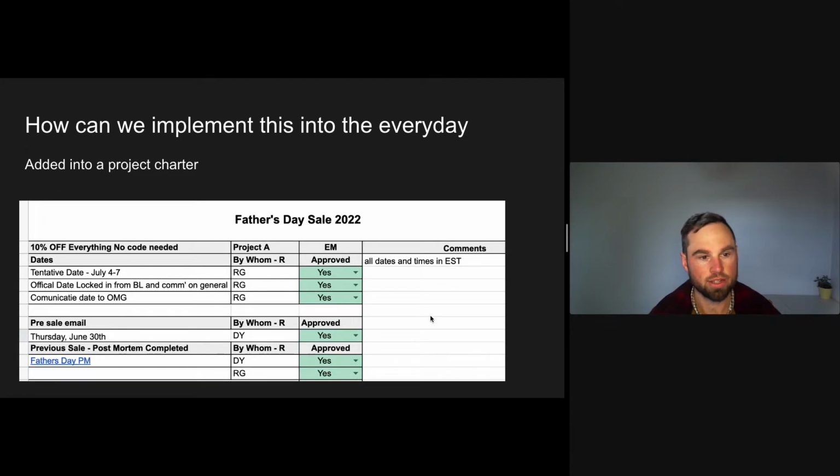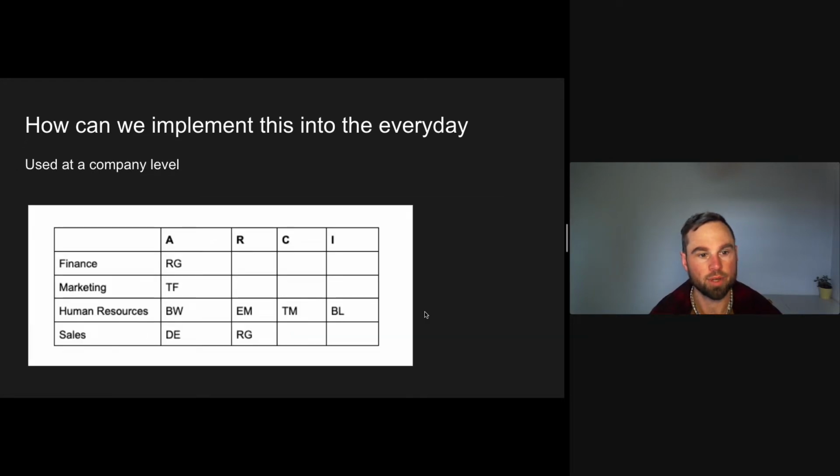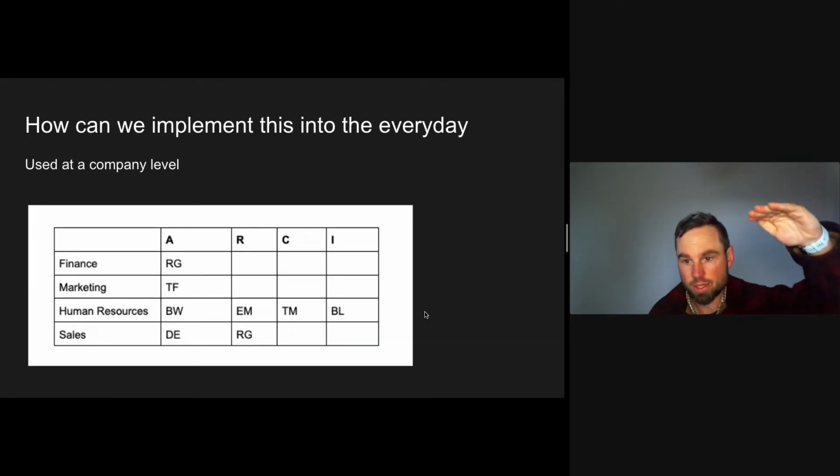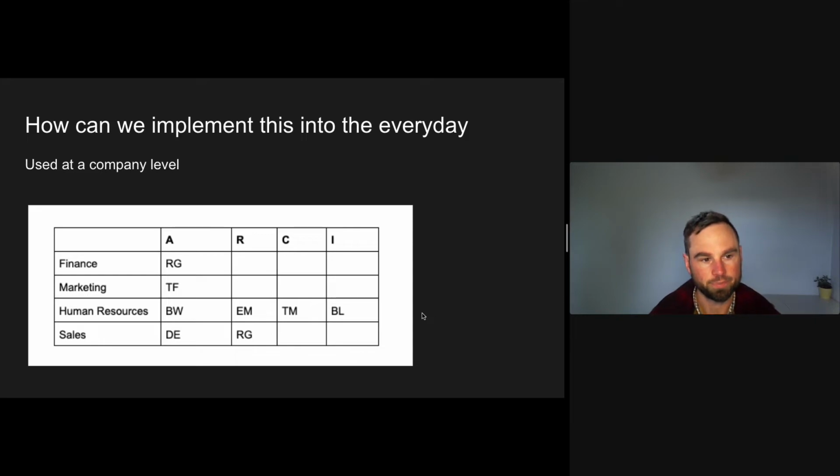Now, the other way you can use it is in a project charter. So we have the project charter, we have the person accountable, and then we have the responsibilities here. So the R here, down, and in this case it's a tick or flick if it's done. We can put it at a really high level in a business, finance, marketing, you can see who's accountable, human resources, and so on. We can use it at a really high level there.